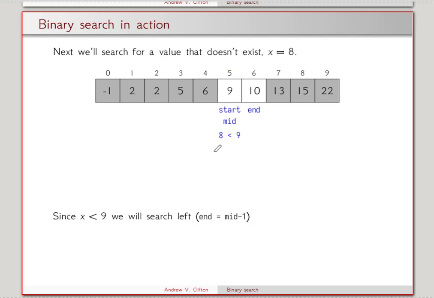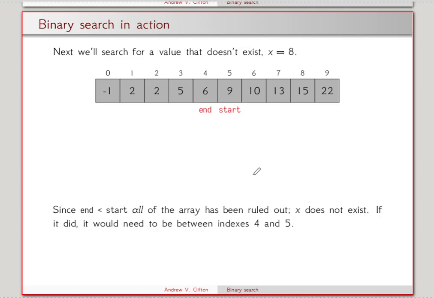8 is less than 9. So that means I can rule out 9 and also 10, and everything to the right of that. So I'm going to do this by moving the end here. Since end is less than start, that terminates the loop, and we return -1 to mean there was no 8. 8 does not exist here.